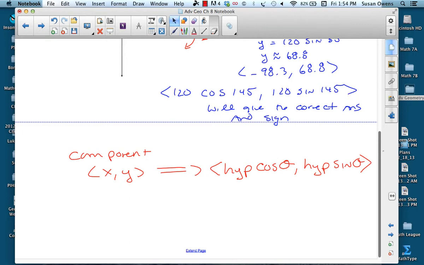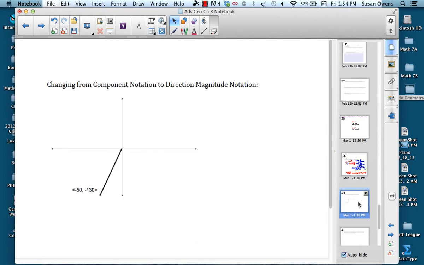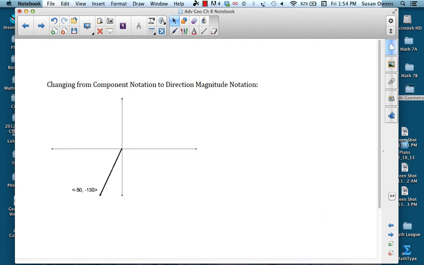Okay, let's do it the other way. For this one, I want to change from XY notation back to direction and magnitude. Direction and magnitude is what we think about in real world examples. I don't normally say, to go home, I go 2 miles that way and 3 miles that way. I normally say I go that way, 5 miles, and it makes sense.